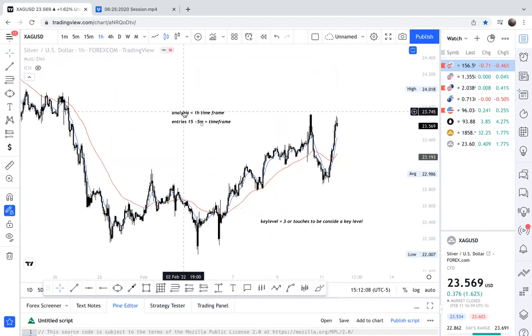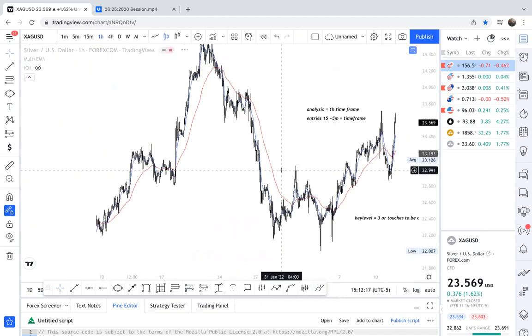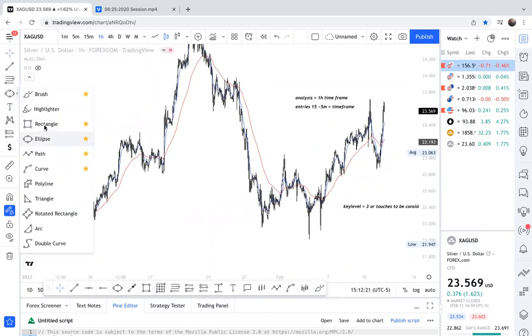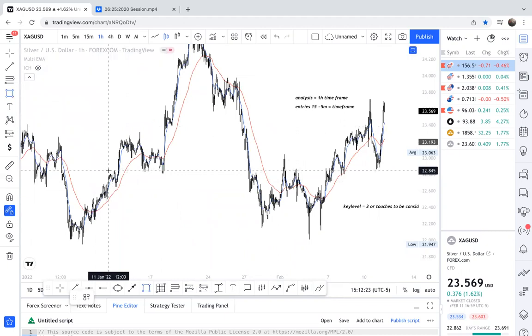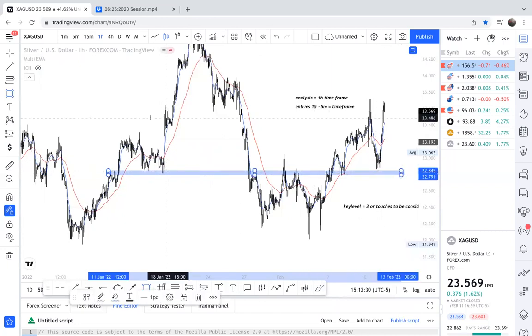So remember, higher time frame analysis, we use the 1 hour time frame, and our entry is going to be the 15 minute to 5 minute time frame. So what I obviously see is key levels. Like I said, we look for key levels when price touches multiple times. Like I obviously see this key level area where price is playing the act of resistance becoming support right here.